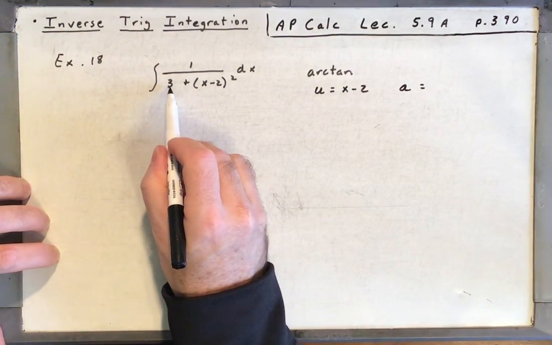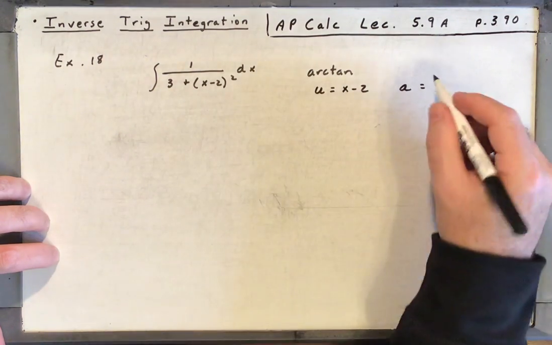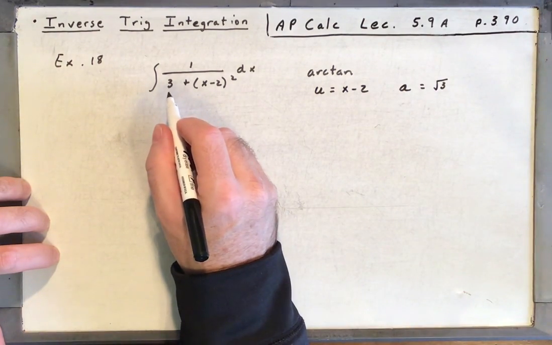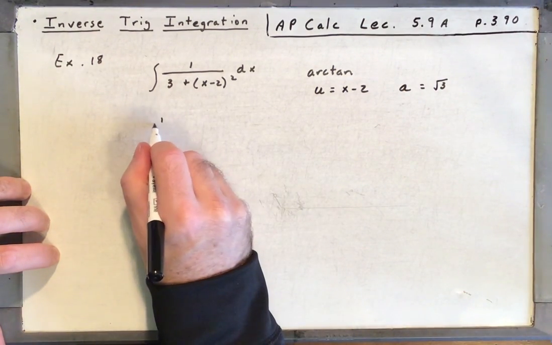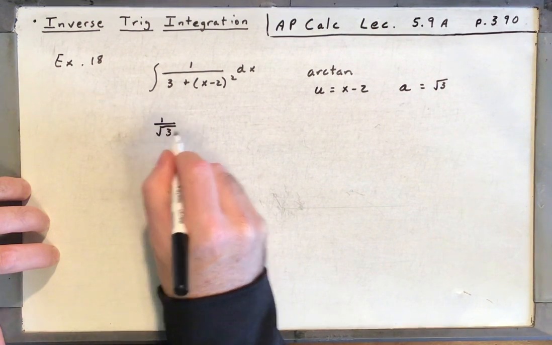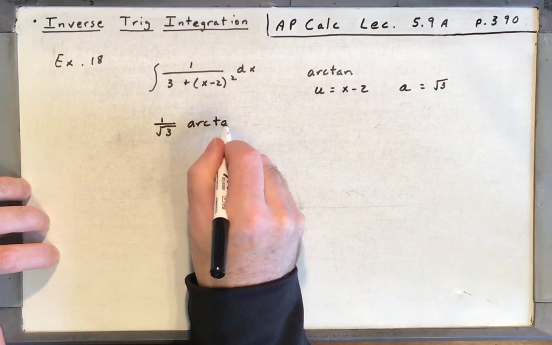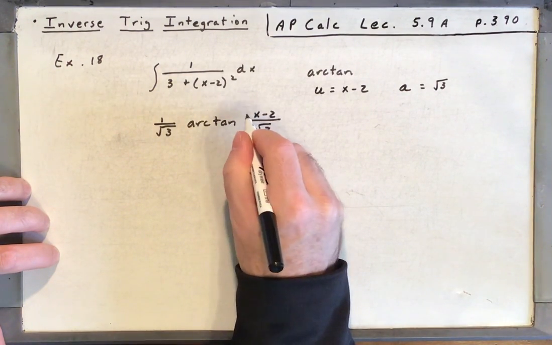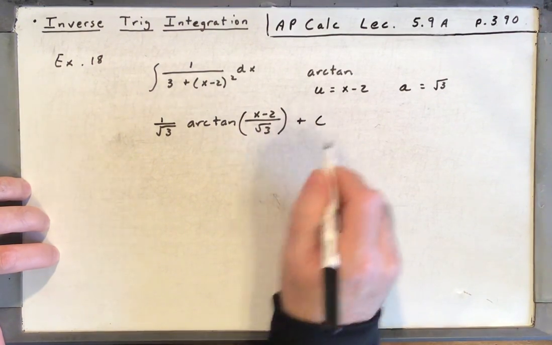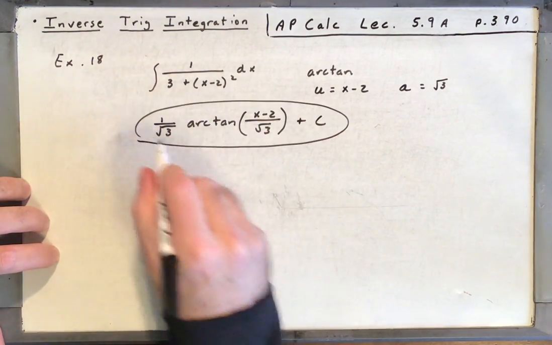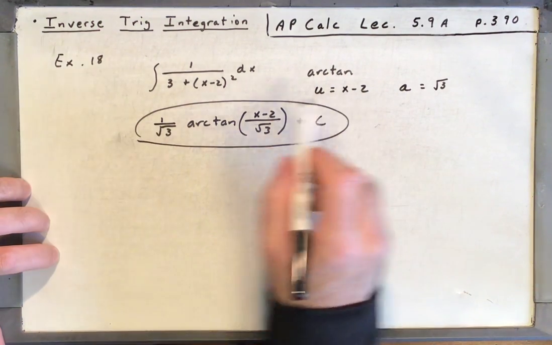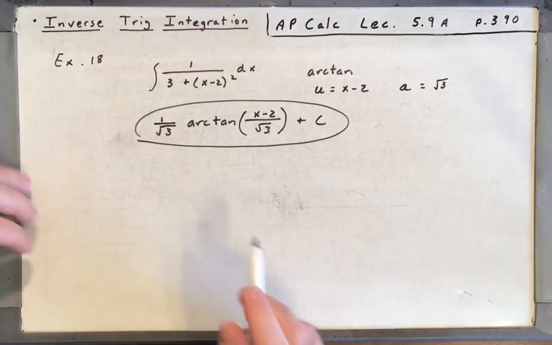Don't let this freak you out that 3 is not a perfect square. A is just going to be the square root of 3. If you square the square root of 3, you get 3. So the answer would be 1 over a, 1 over the square root of 3, arctangent x minus 2 over the square root of 3 plus c. So this one didn't involve u substitution because the derivative of u, du, is 1. But I wanted to give you an example like this to show you that your a doesn't have to be a perfect square.